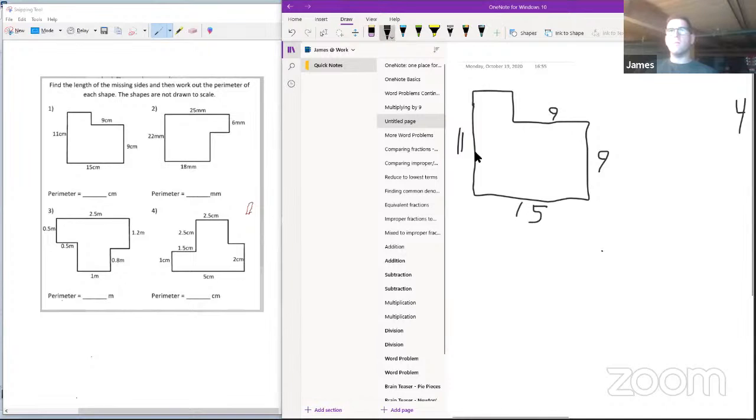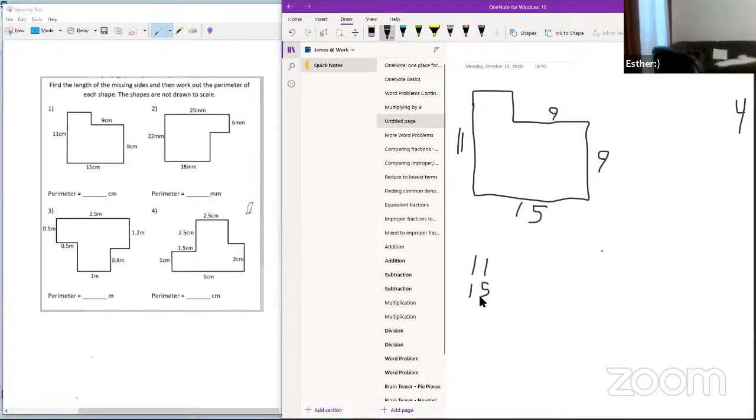I'll go through it. So for this one, we have to add up all the sides, but it's not showing us the length of all the sides. So some of these we're going to have to figure out. We've got 11 over here. We've got 15. Another 9. And now we have 2 sides up here where we don't know the length yet.